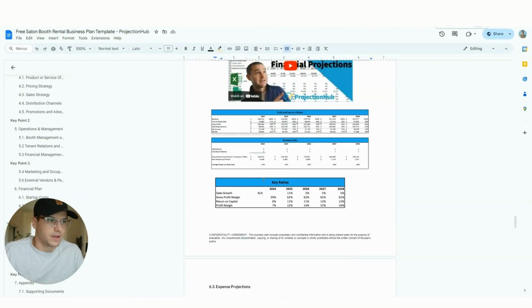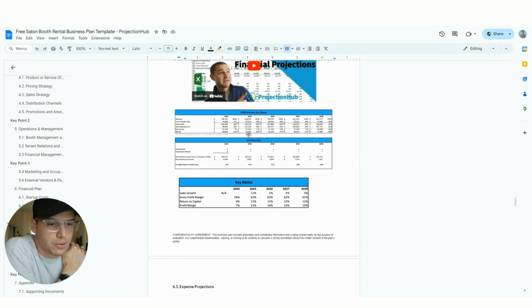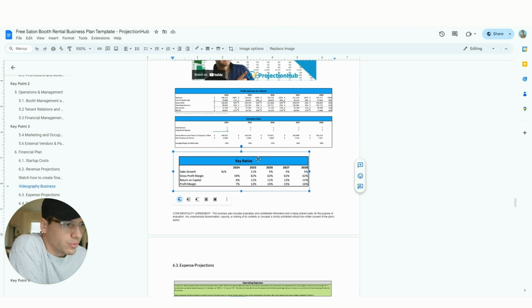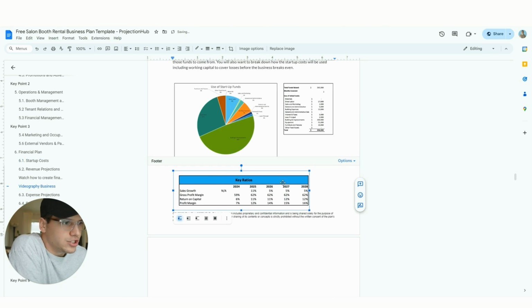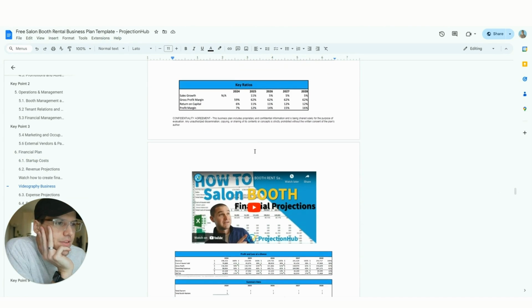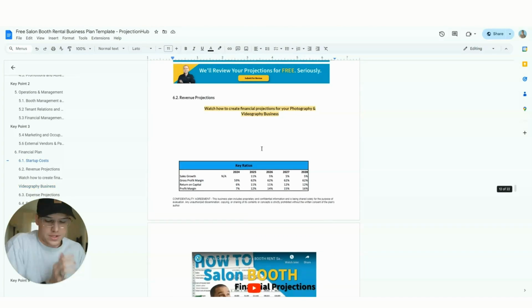Let me zoom in a little bit. Here's a quick financial overview of 5 years of revenue, cost of goods sold, profit percentages. Here's some salon specific data, like how many booth renters we're going to have, revenue per booth, retail sales, some key ratios over the 5 years. And then we've got, oops, I think I messed something up there.